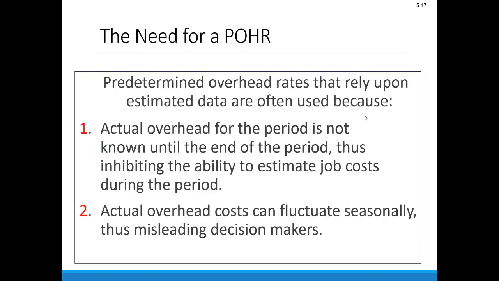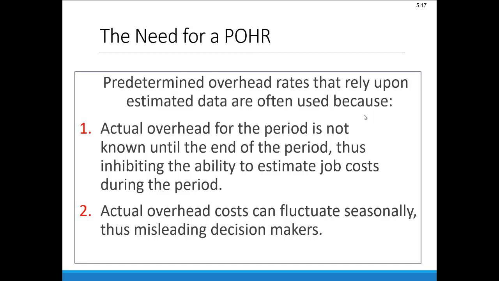Now, the reason that we use predetermined overhead rates in job order costing systems is that the actual overhead for the period isn't known until the period ends. So we wouldn't be able to estimate job costs during the period if we didn't figure out a way to assign these costs, or allocate these costs, as we work on all these jobs.